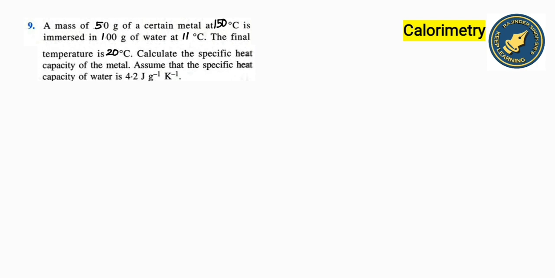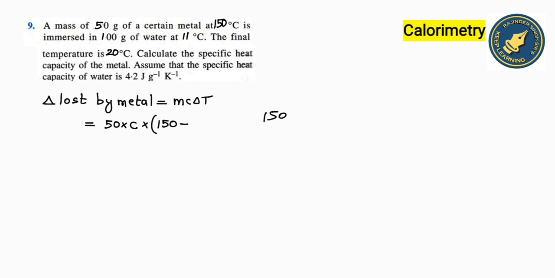Step number 1, the metal is hot, it is at 150 degrees Celsius. So heat is lost by the metal. So writing as per the data, same formula MC delta T, just substitute the values. Now delta T will be how much? Metal is at 150 degrees Celsius and the final temperature is 20 degrees. So how much is the delta T? 150 to 20. So 150 minus 20 degrees Celsius. So this is heat lost by metal. It is added to water. So now heat gained by water.